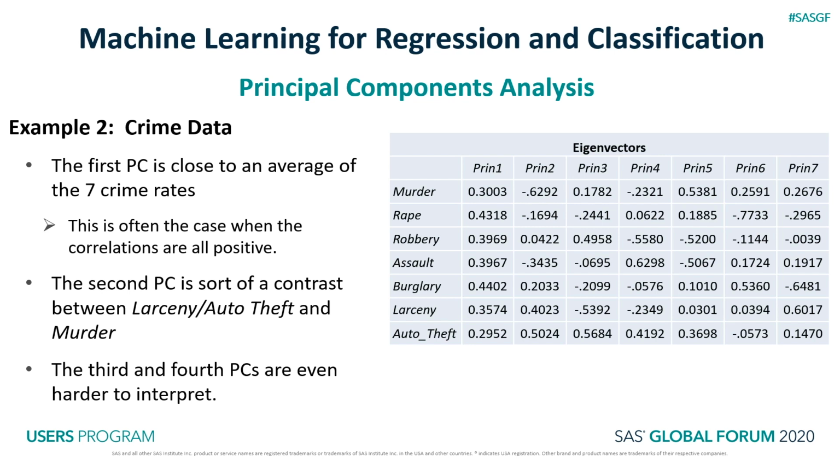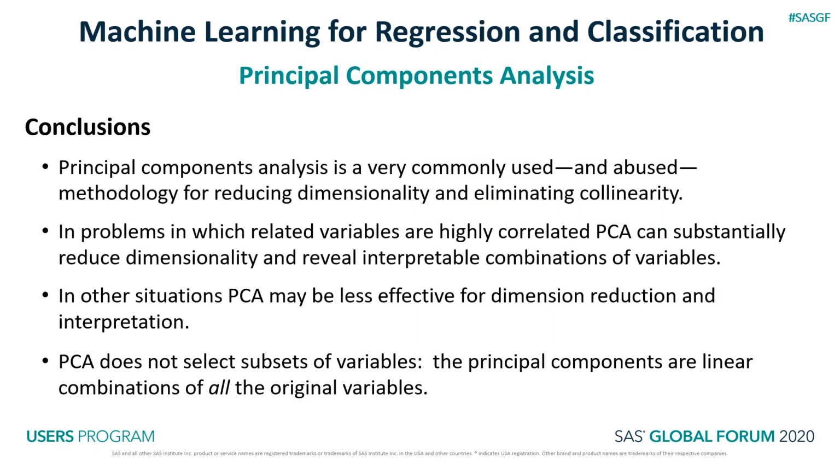And I would say this is an example where the principal components analysis does not reveal anything particularly useful to us. Principal components analysis is very commonly used, and I would say abused, within statistics and data science for reducing dimensionality and eliminating collinearity. It certainly makes sense when you've got a bunch of variables that are highly correlated and which are in the same units, and then you can significantly reduce the dimensionality of the data and reveal interpretable combinations of variables. That's what we saw with the weather data.